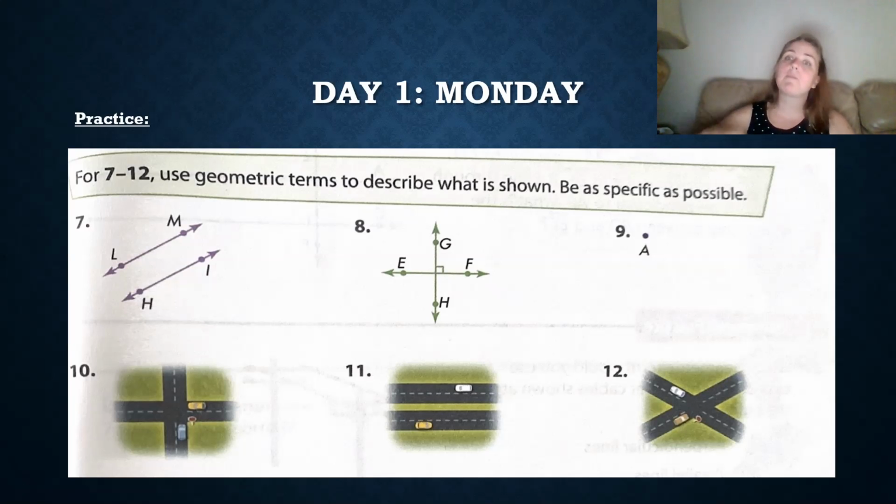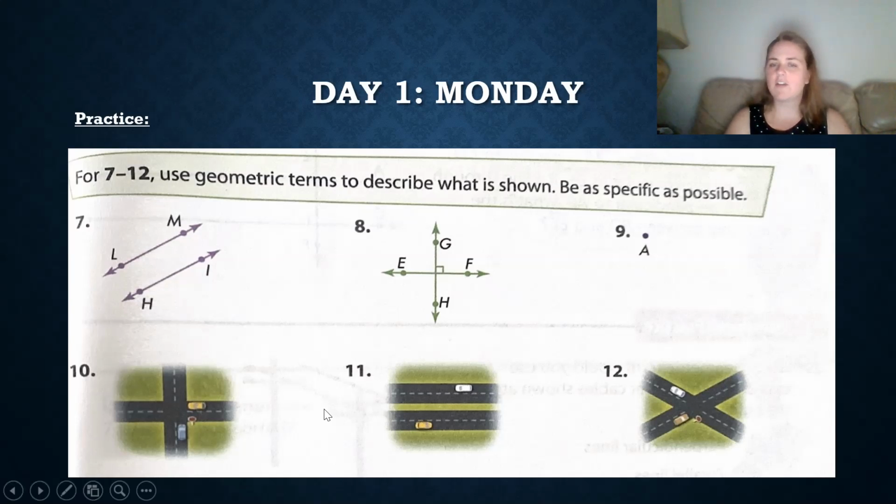So I don't have to get my protractor out and measure it. I know just from that little box that it's a 90-degree angle. So that means those are perpendicular lines. All right, let's look at the ones at the bottom, number 10, 11, and 12.